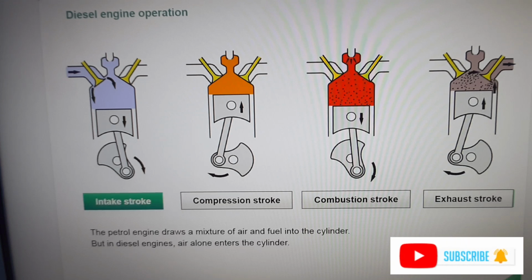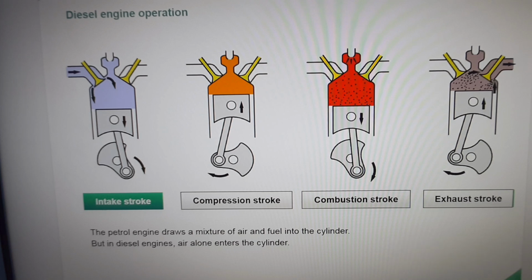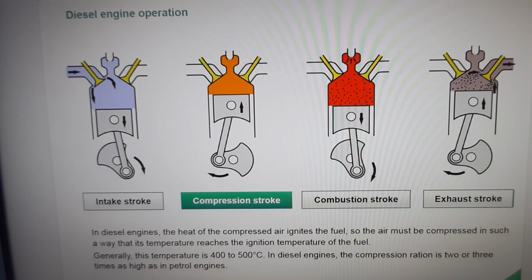In the intake stroke, the petrol engine draws a mixture of air and fuel into the cylinder. But in diesel engines, air alone enters the cylinder. In the compression stroke, in diesel engines, the heat of the compressed air ignites the fuel. So the air must be compressed in such a way that its temperature reaches the ignition temperature of the fuel. Generally, this temperature is 400 to 500 degrees Celsius. In diesel engines, the compression ratio is 2 or 3 times as high as in petrol engines.